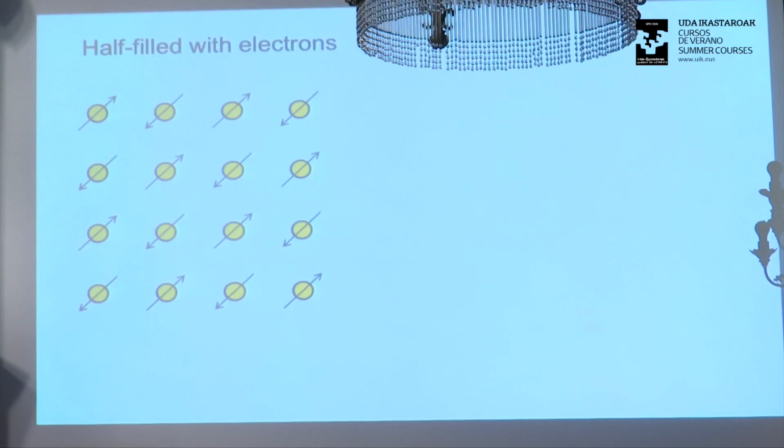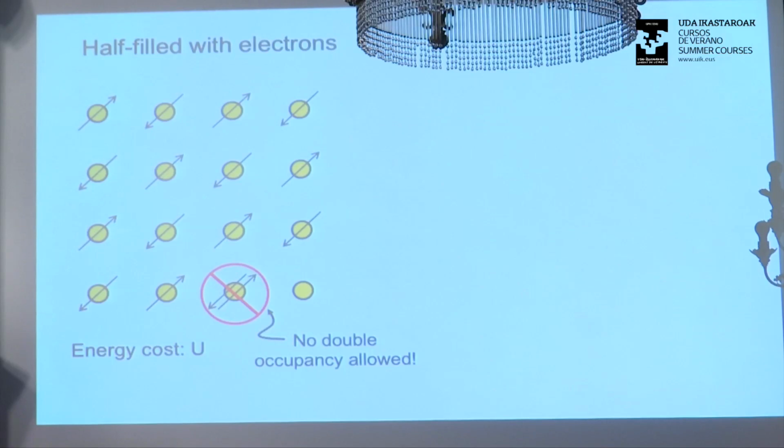Now you can see that in principle, because I can put two electrons in each of these atoms, I can have transport: this electron can just jump from here to here, to here, and conduct electricity. You expect this to be a metal. However, if you include electron-electron interactions, and there are materials where these interactions are very strong, it takes a lot of energy to occupy one of these sites with two electrons. This energy cost, which we call U, means that no double occupancy is allowed. And therefore, your electrons are all stuck in their position, and you cannot have transport through your system.